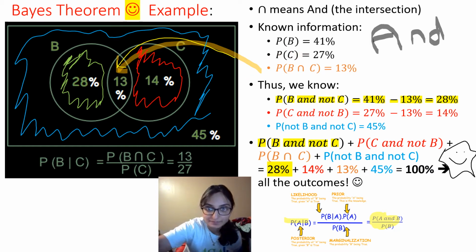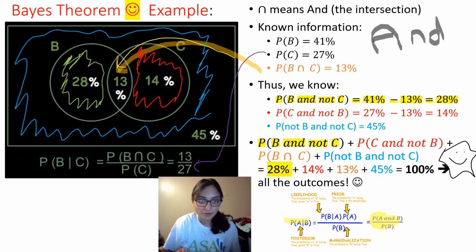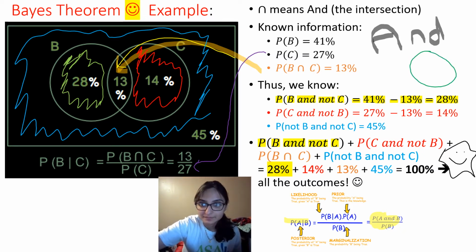Basically, the way it works is we're looking at C. And we're saying, okay, there's this 13% overlap where B could be true. And that's what we're focusing on. We're focusing on the 13%.